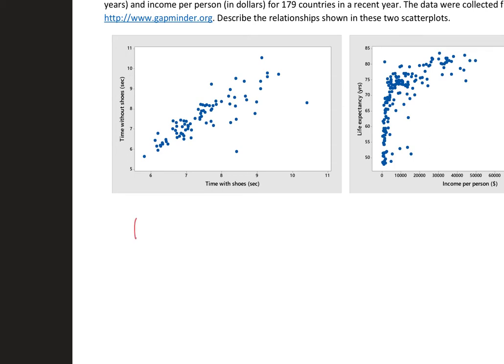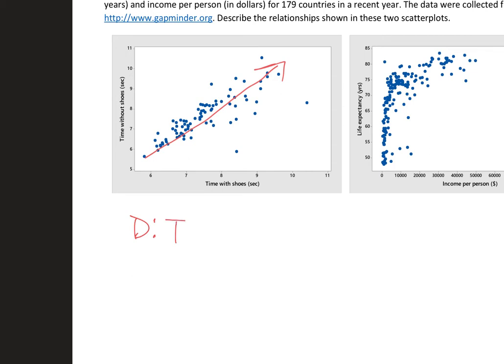All right, that'll be our first thing that we go for. And remember, direction is essentially saying, is it positive or negative? And in this case, if we drew kind of an imaginary line, either in our head or, like I just drew one right there, we would say, yeah, this is positive. As the time with your 40-meter dash with shoes went up, so did your 40-meter dash without shoes. In other words, if you were slower with shoes, you were probably also slower without shoes, and vice versa, right?